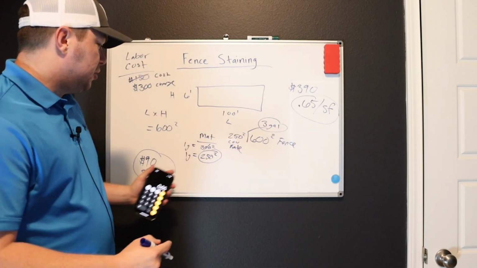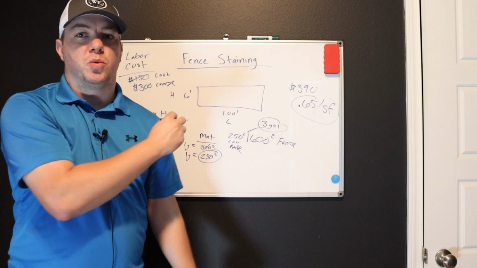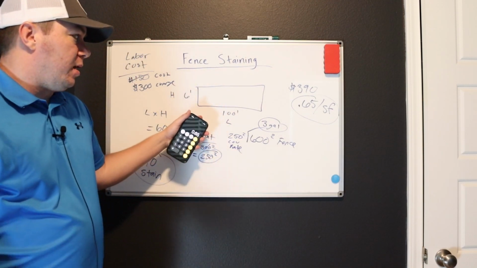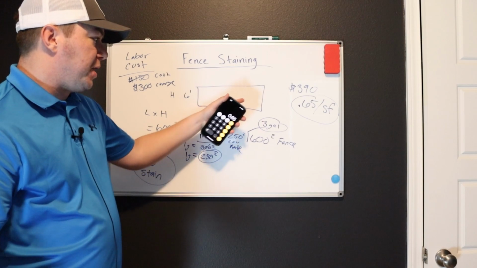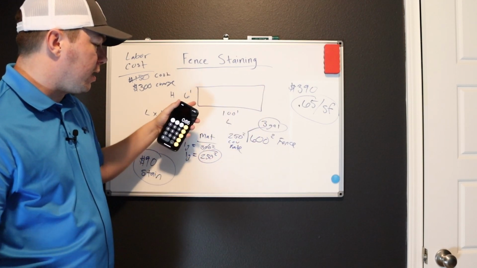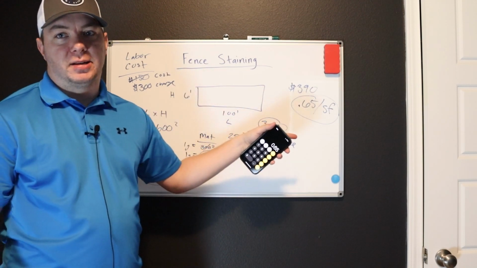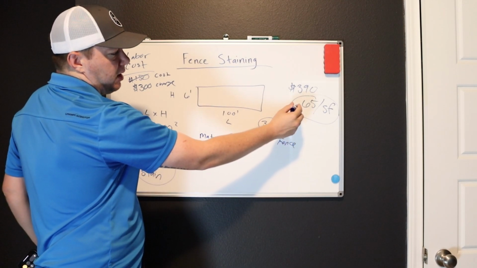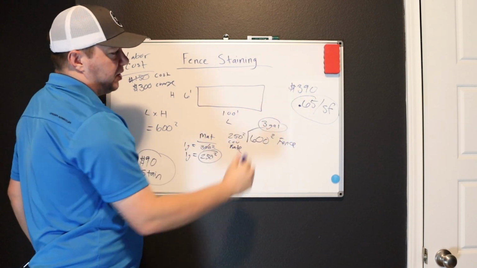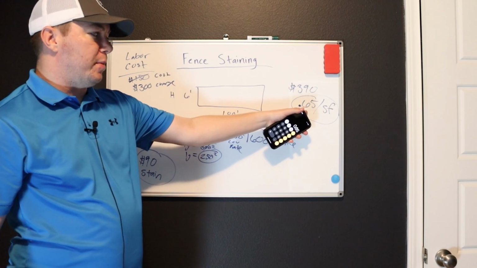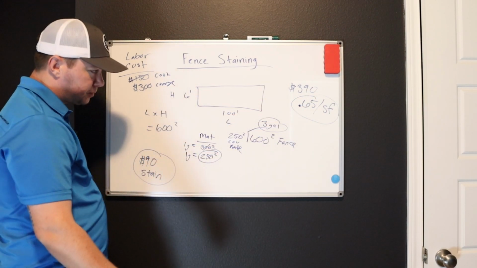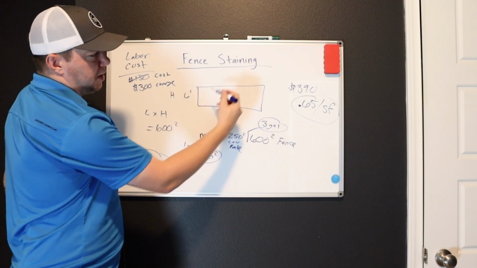If you want to make more, you just reverse engineer these numbers, plug in the numbers you want, you'll know what you need to charge. And then, of course, just remember that's one coat of stain on one side of the fence. If you're going to do both sides of the fence, you need to double your square footage or double how much you're charging. So if it's 600 square feet, you need to do the other side.